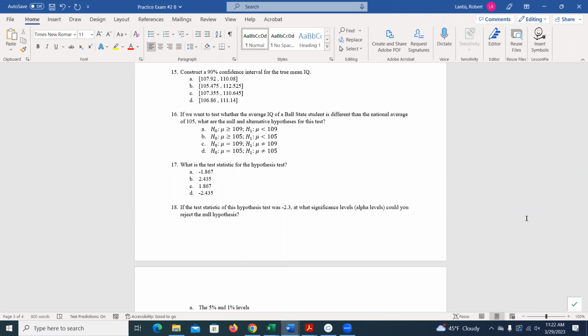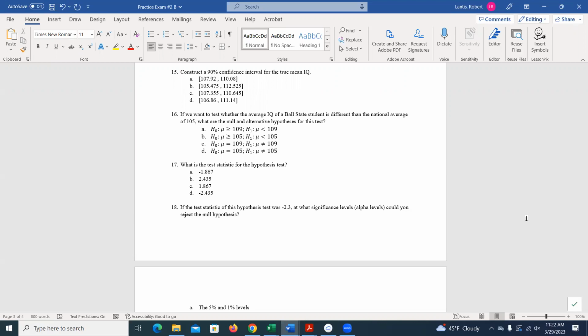So I'm going to test for whether or not the average IQ of Ball State students is different than this national average of 105. The sample mean I found was 109, right? I wrote these so you can keep using the same information. You don't have to start with a whole new set of values. So how are we going to find that null and alternative?